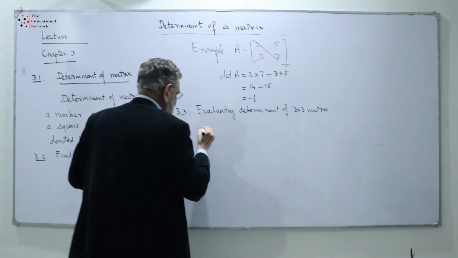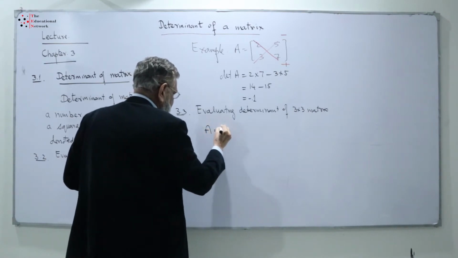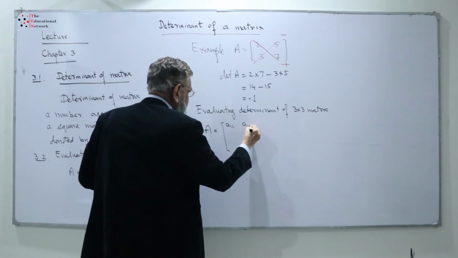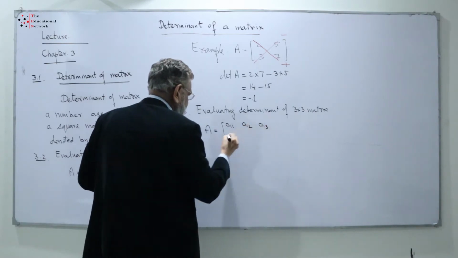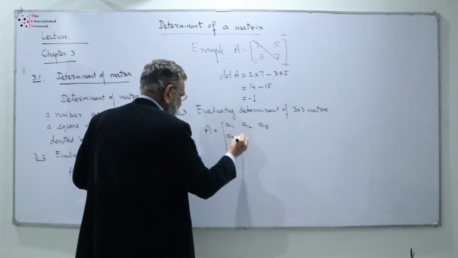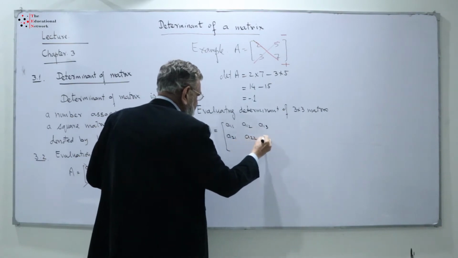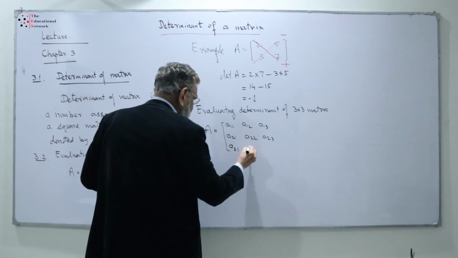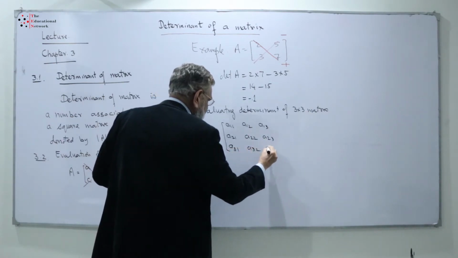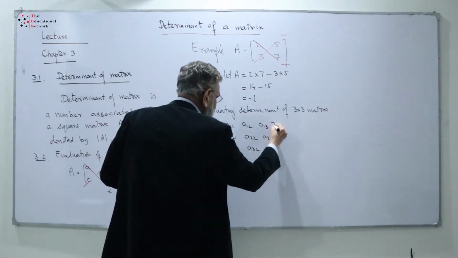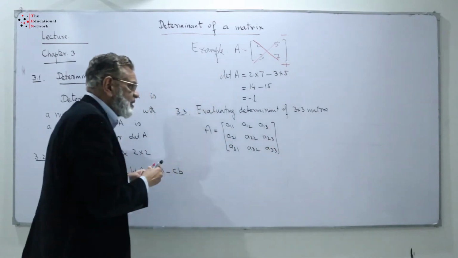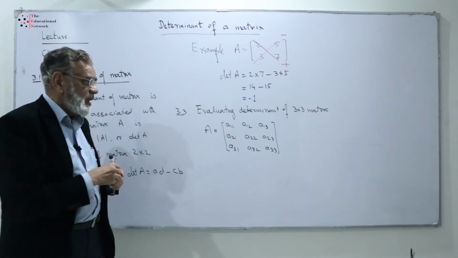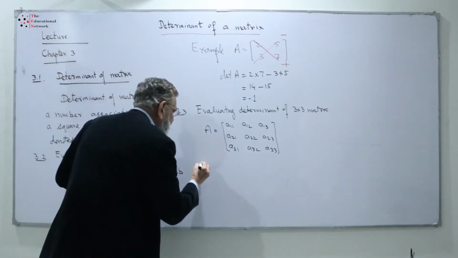I take matrix A and define it as follows. The first row is A11, A12, A13. Then A21, where 2 represents the second row, A22, A23. Then A31, where 3 represents the third row, A32, A33. So this is my matrix, which is 3 by 3. I want to find the determinant of this one. I can write here the determinant of A.